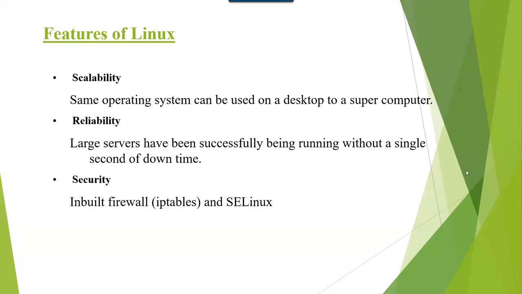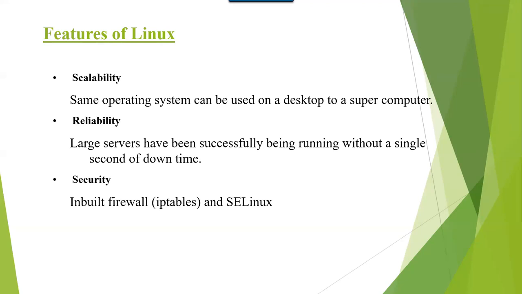Next one is security. Linux is very secure. Why is Linux secure? There are many options. One is inbuilt IP tables. IP tables means firewalls. Firewalls are enabled in many operating systems, so in Linux also inbuilt firewalls are there. And also SELinux, Security Enhanced Linux. This option is also available in Linux. We can configure this manually too.